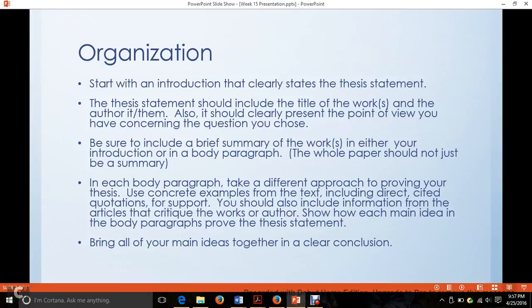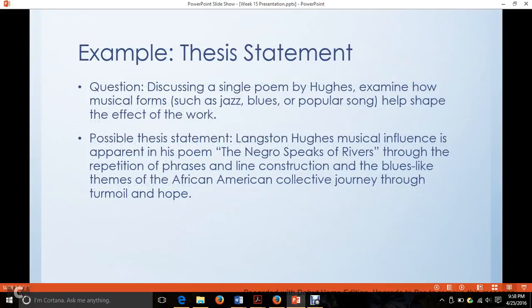And then in each body paragraph, take a different approach to proving your thesis statement. So use examples from the text. You can use direct quotes. You can paraphrase. You should, of course, cite those if you include them. You should include information from the articles that critique the work or the author right there in the textbook. Show how each main idea in the body paragraphs proves that thesis statement. And then bring everything all together with a clear conclusion. So let's look at some examples of how to do this.